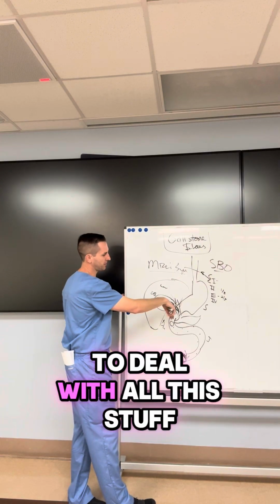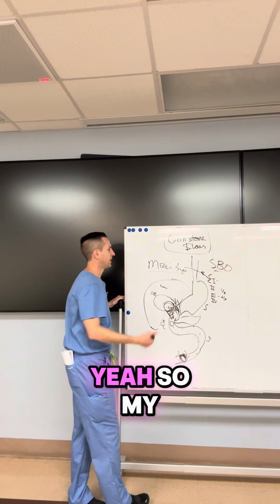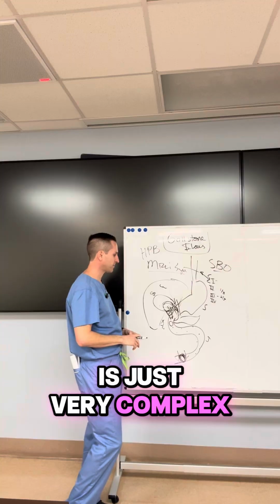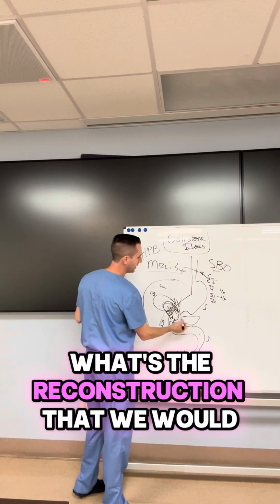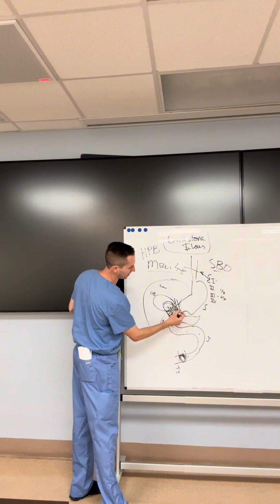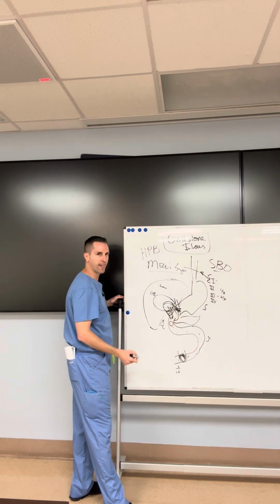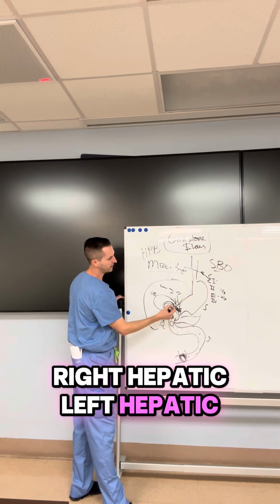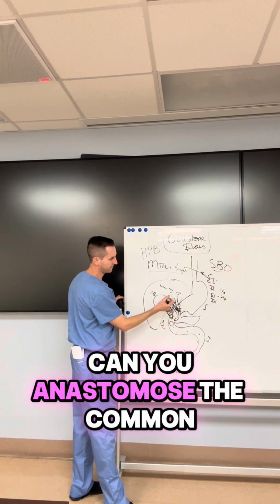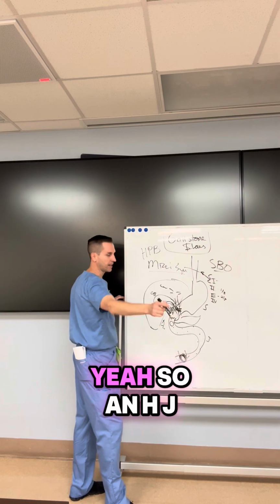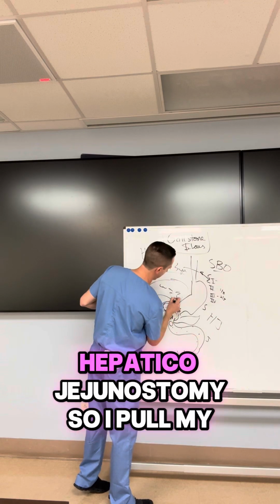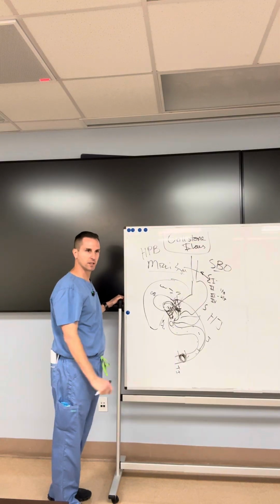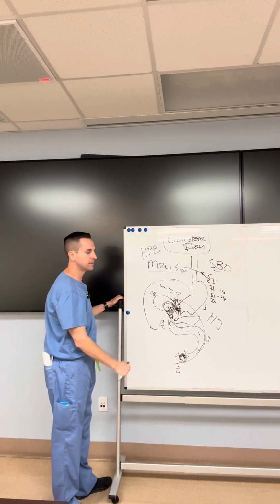So who would I call to deal with all this? Because I ain't doing any of that. My HPB friend, my hepatobiliary surgeon, because this is very complex and may need a complex reconstruction. What's the reconstruction we would do if we had an injury to the bile duct? This is the common hepatic duct here, right hepatic, left hepatic. Can you anastomose the common? An HJ, a hepaticojejunostomy. I pull my loop up and anastomose it to the hepatic duct, which is before the common. And I get rid of the gallbladder.